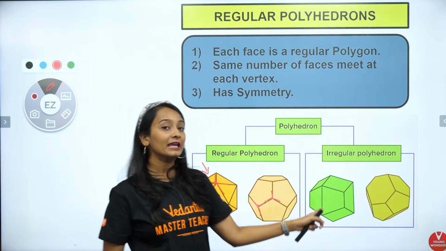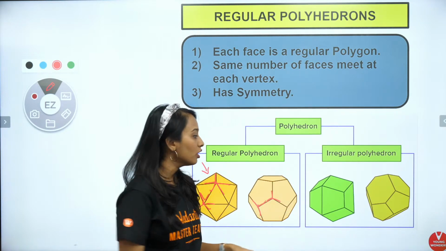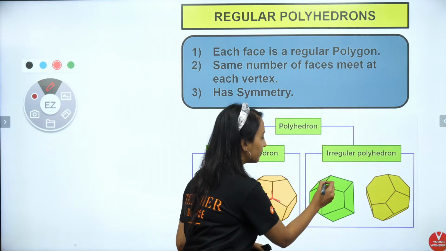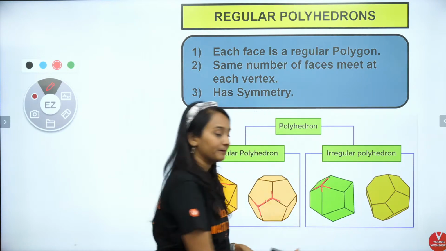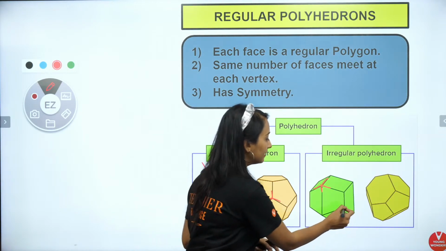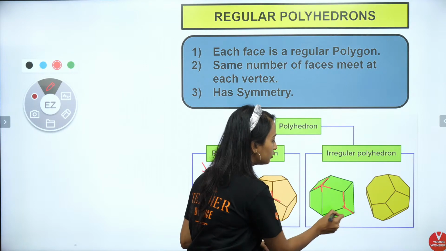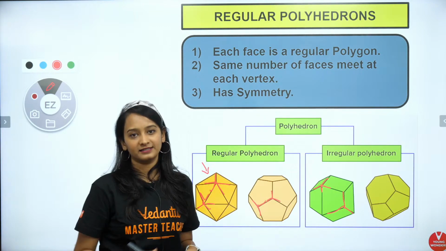But जब आप irregular polyhedron पे देखते हो, we have one vertex here which is made up of 1, 2, 3, 4. 4 faces. But here it is made up of 1, 2 and 3. Only 3 faces, right?